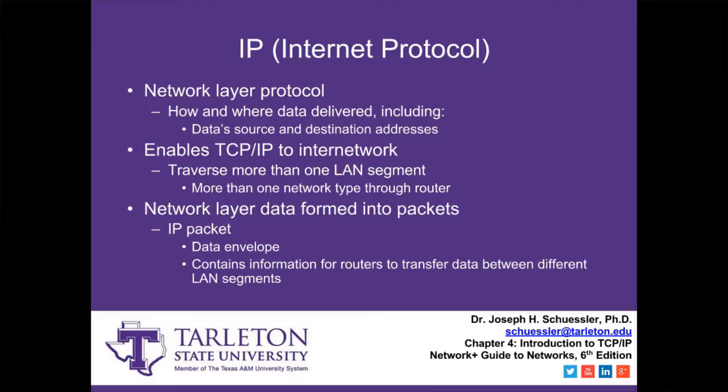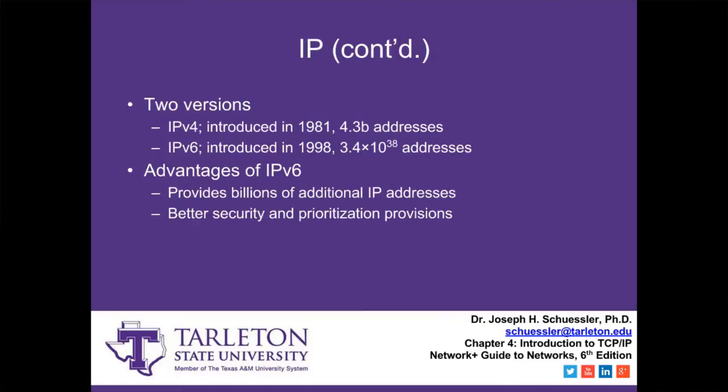So this is what enables a TCP/IP network to inter-network or send messages from one network across the internet to another network. So it allows those messages to traverse more than one LAN segment. Network layer data is formed into packets. An IP packet has a data envelope, so we encapsulate the message from above. We encapsulate that transport layer message from above into a data envelope, and it contains additional information or overhead, which provides routers information to be able to forward those messages to other LAN segments.